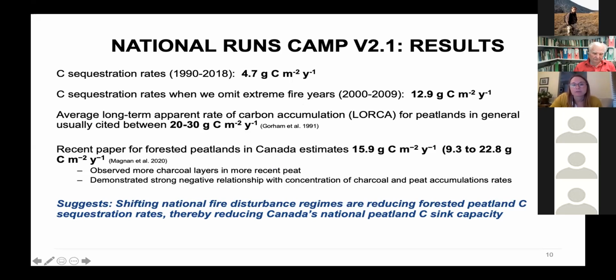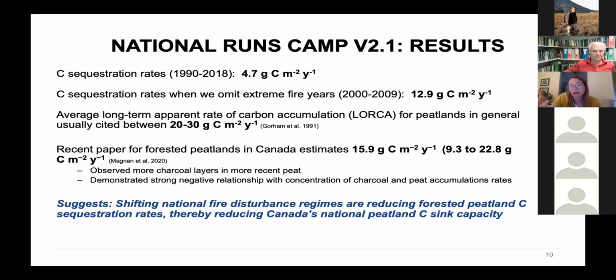So I found a recent paper from a group in Canada from UQAM, and they cited a rate of 15.9, and they specifically look at forested peatlands, which generally would burn more frequently because you have trees to burn, right? They found a rate of 15.9, a range of 9.3 to 22, and they observed, as you would expect, that peat profiles with more charcoal would have lower rates. They're looking at peat carbon dating.